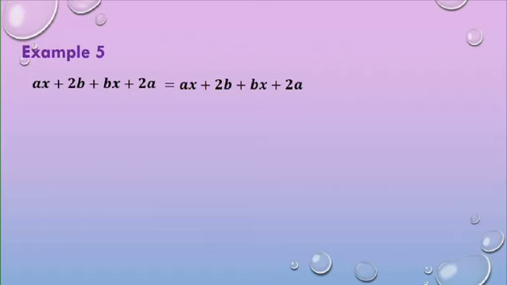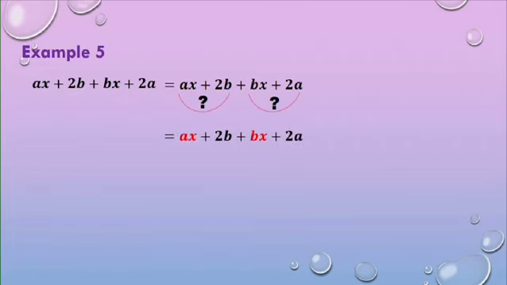Now there are some special cases where we have 4 algebraic terms. We're going to make 2 different groups, but in these 2 groups we do not have a common factor. ax plus 2b, there is no common factor. bx plus 2a, there is no common factor. Now to proceed through factorization, we need to interchange the position of the algebraic terms.